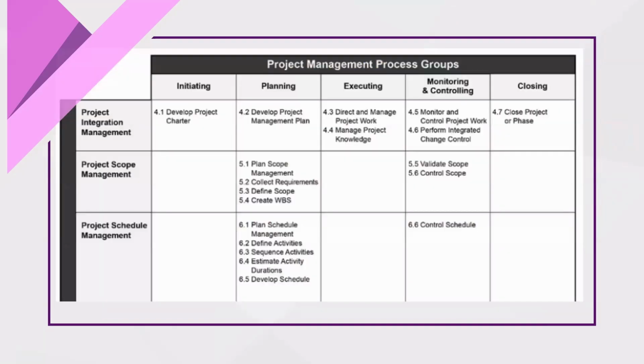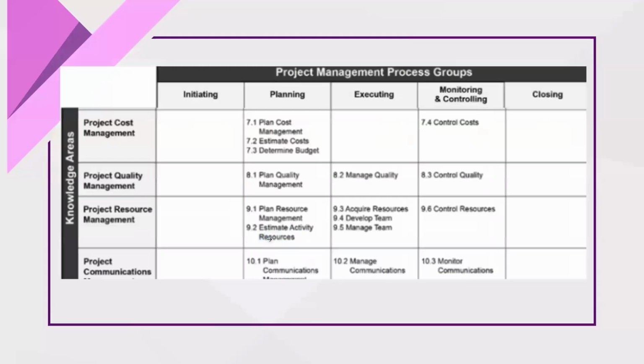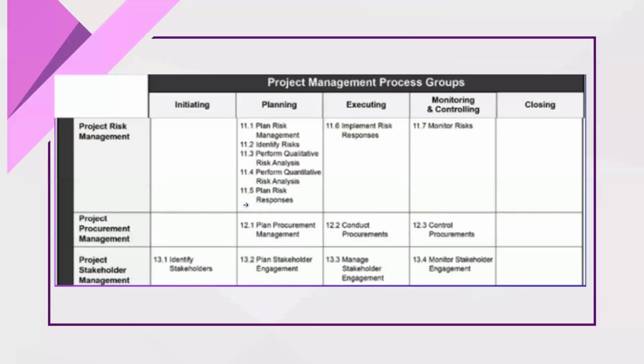Here is the process groups table overview. The process groups table organizes the 49 project management processes into a matrix of 5 process groups. So here: initiating, planning, executing, monitoring and controlling, and closing, right? Those are the 5 process groups. And in the vertical domains, you see 10 knowledge areas of expertise: project integration management, project scope management, project schedule management, and we'll continue to the next slides. Project cost management, quality management, resource management, communications management, risk management, procurement management, and stakeholder management.